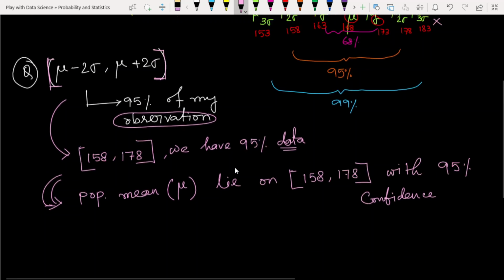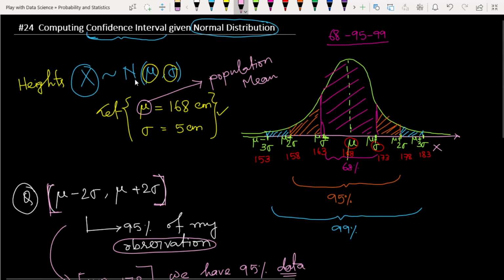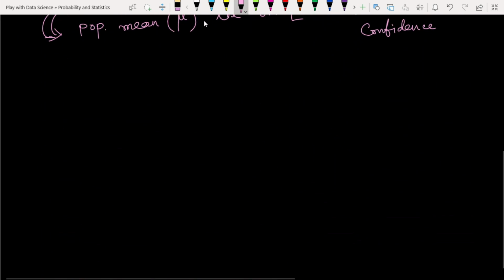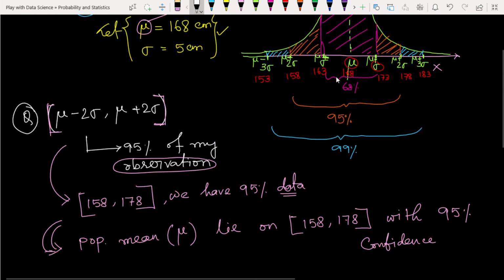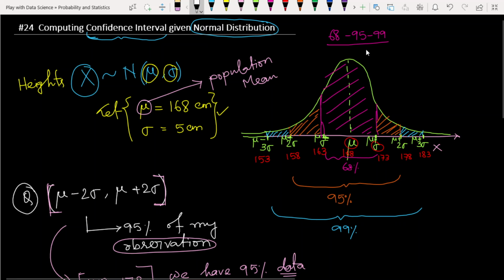Now let's say we have the sigma, if we have a normal distribution, then from this rule we can easily conclude that. But if we don't know, let's redraw this picture again, I think it is better for us. Suppose this is our distribution, and we know the 68, 95, 99 rule.